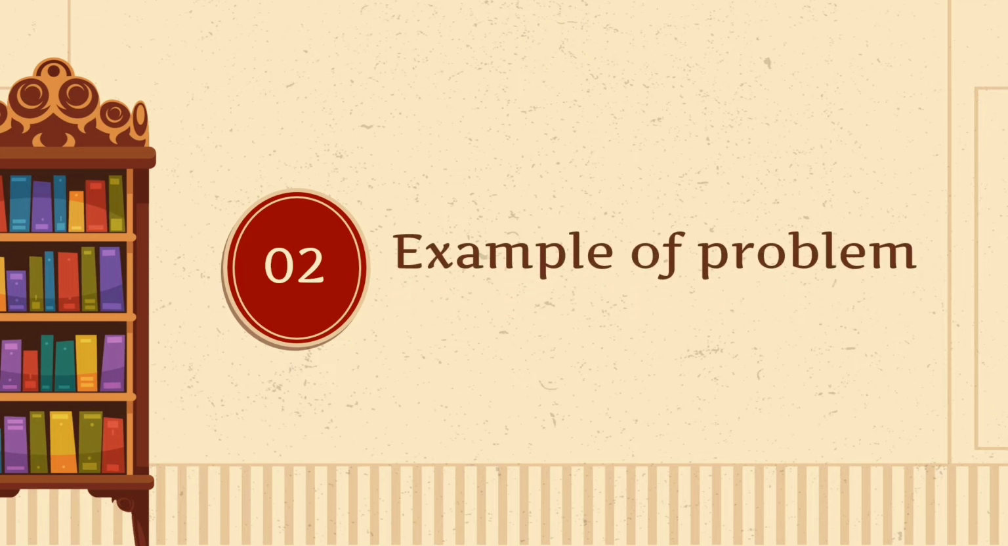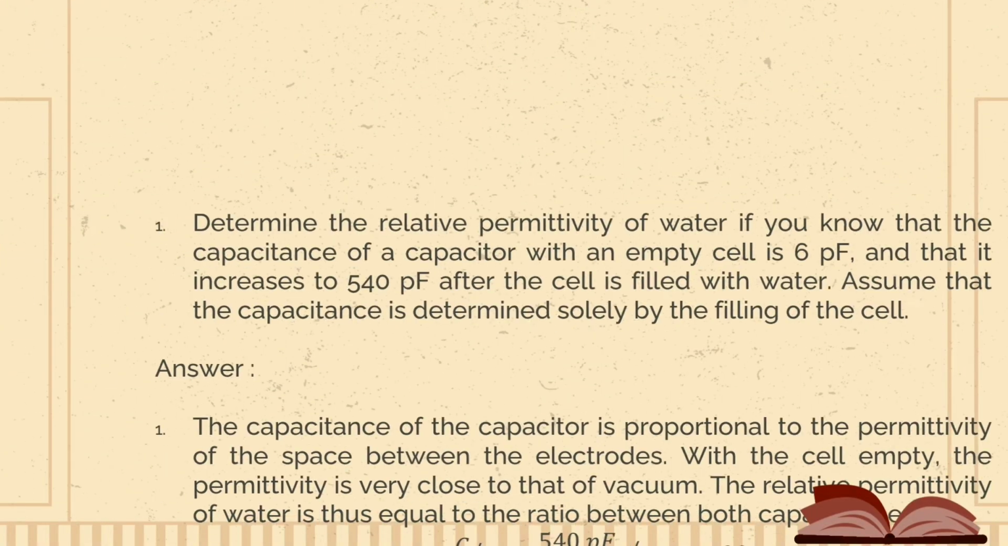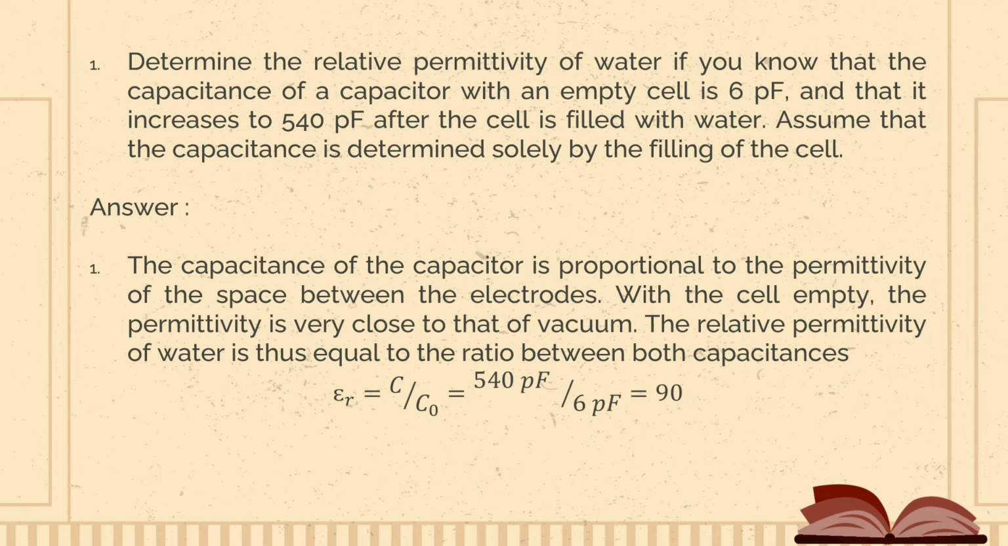Section 2 is example of problem. Question: Determine the relative permittivity of water if you know that the capacitance of a capacitor with an empty cell is 6 pF and that it increases to 540 pF after the cell is filled with water. Assume that the capacitance is determined solely by the filling of the cell.